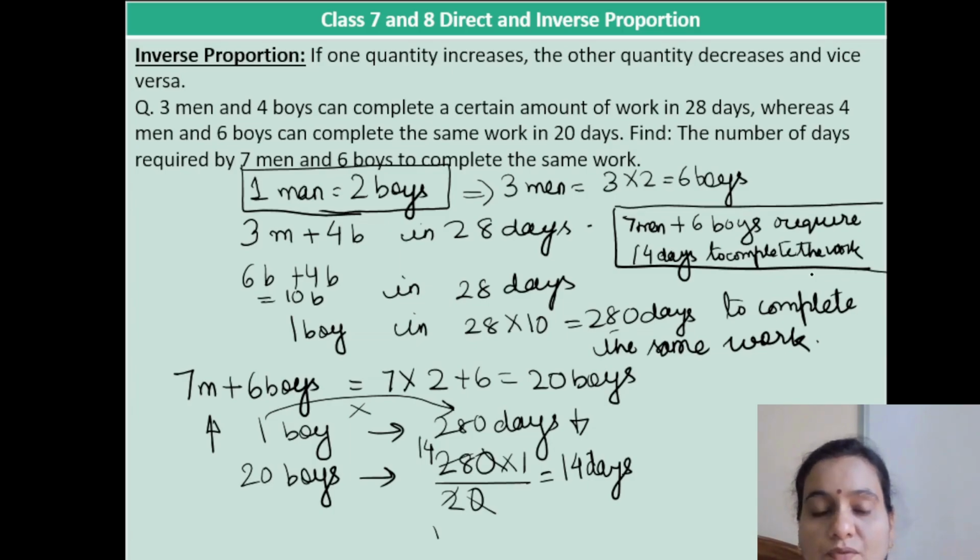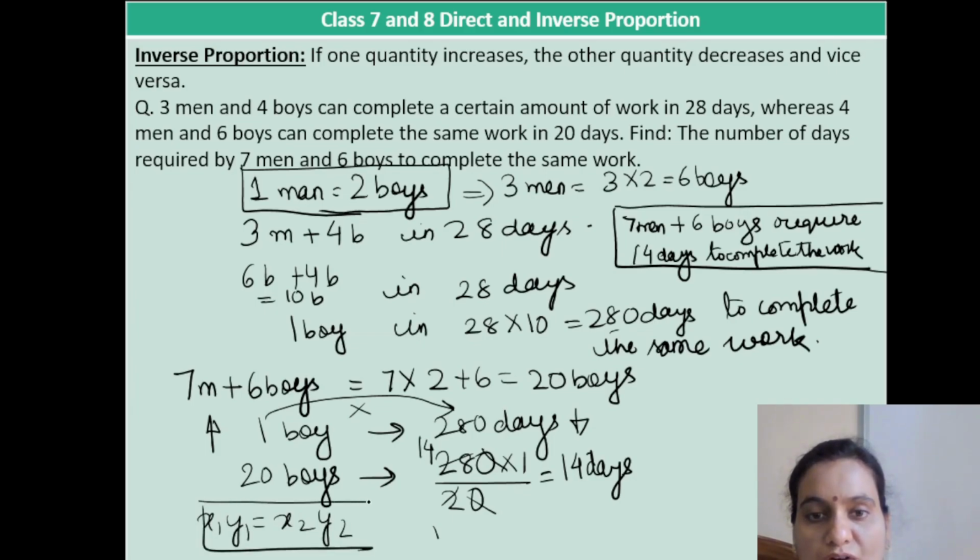I hope I am clear with this. If any doubts, please let me know in the comment section. One more time I am repeating, whenever facing inverse proportion, you have to directly multiply, that is x1 y1 equal to x2 y2. You have to follow this formula to find out the answer. Here y2 was the number of days required by 7 men and 6 boys, that is also equal to 20 boys. So that's why we did this direct multiplication here and found out the answer.